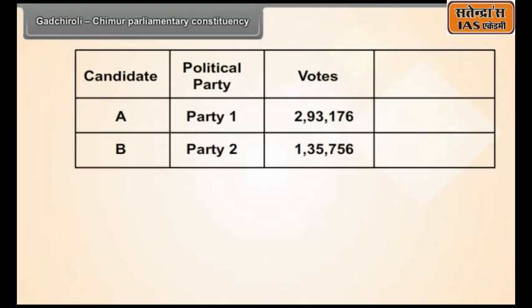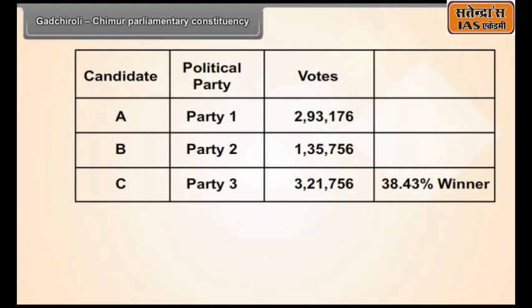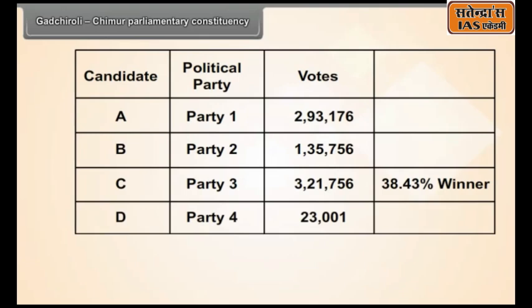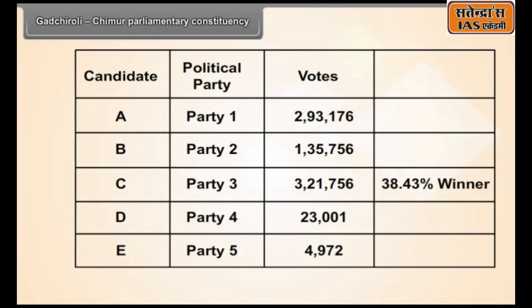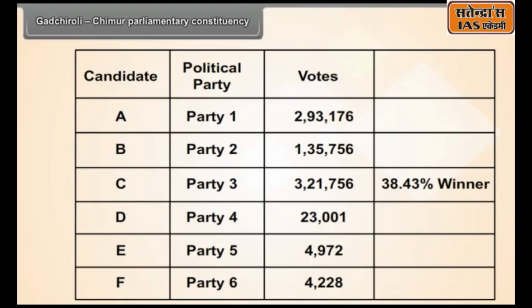Candidate A, Party 1, 2,93,176 votes. Candidate B, Party 2, 1,35,756 votes. C, Party 3, 3,21,756 votes. Declared as winner by 38.43%. Candidate D, Party 4, 23,001 votes. Candidate E, Party 5, 4,972 votes. Candidate F, Party 6, 4,228 votes.